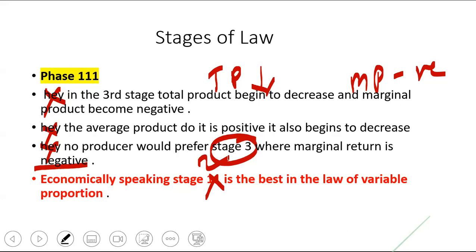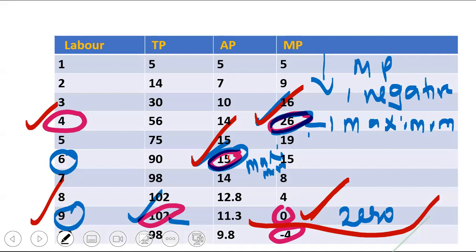Children, let us start. Stage 1, where is stage 1 in the diagram? Tell me. Up to unit 4. In stage 1, what is happening? TP increases, AP increases, and MP increases. Then, which one reaches maximum first? Is it TP, AP, or MP? MP. Perfect. MP reaches maximum first, that is 26.